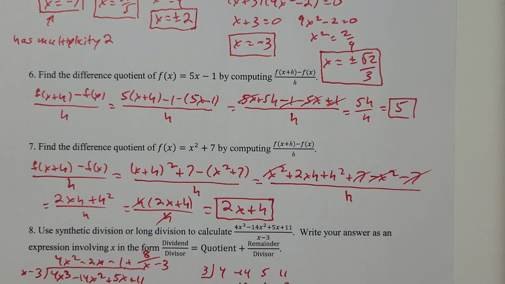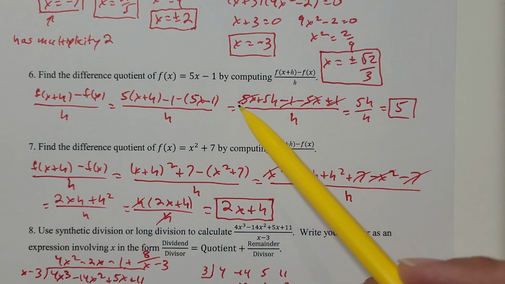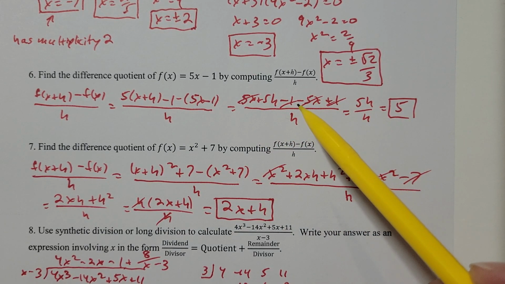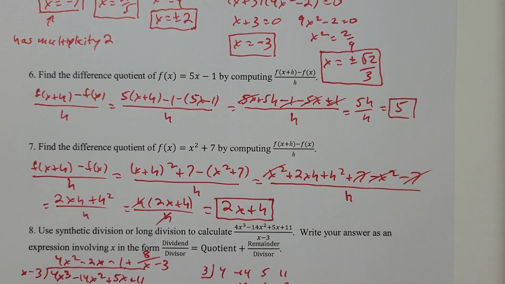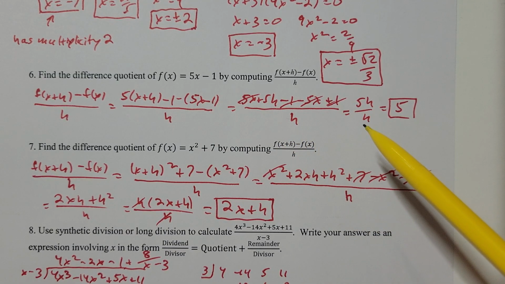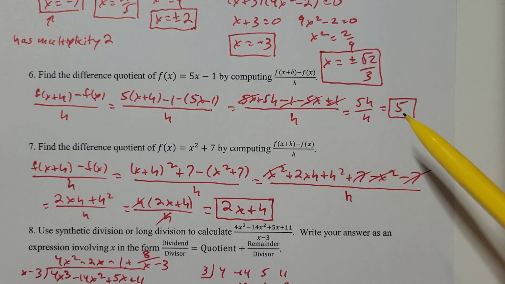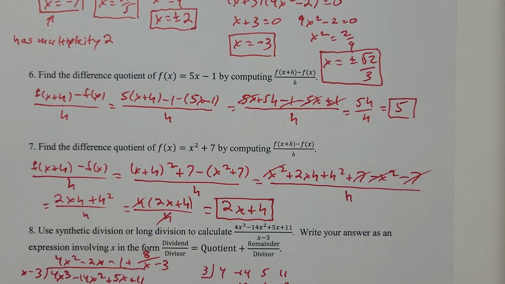Okay, and then I'll have some things canceling. So there's 5x minus 5x, those are gone. Negative 1 plus 1, those are gone. Okay, and that leaves me with 5h divided by h. The h's cancel. So you get 5 is the answer.